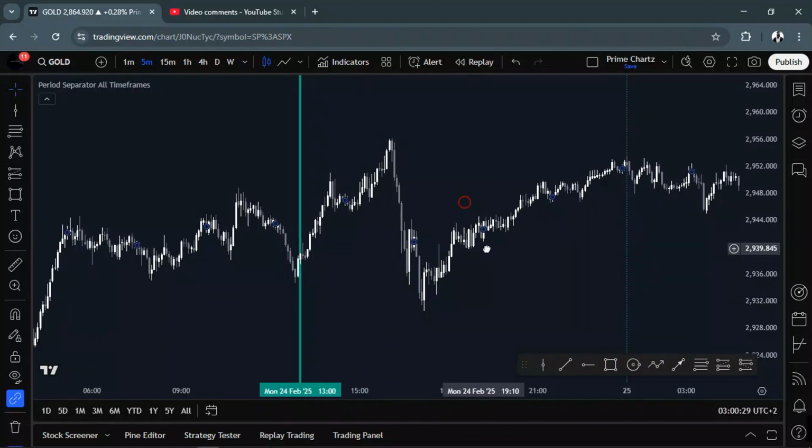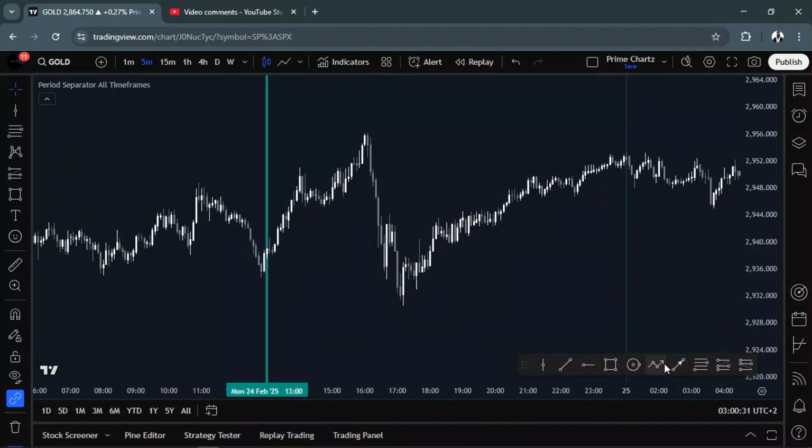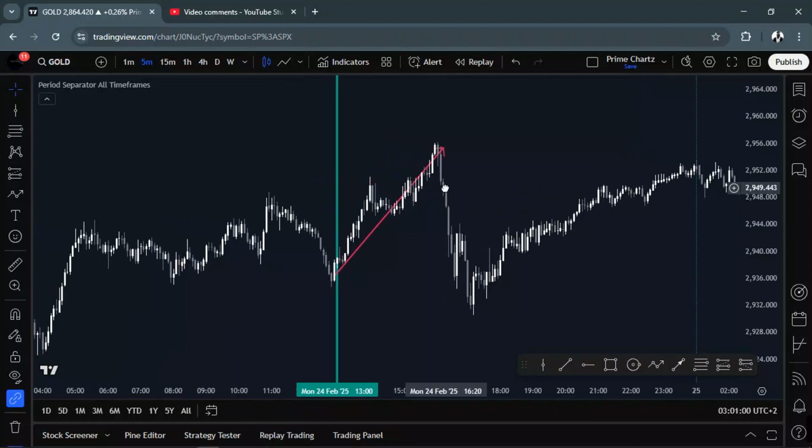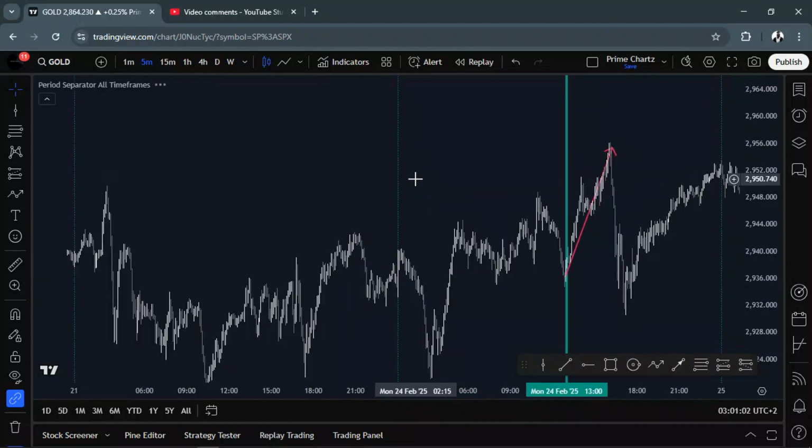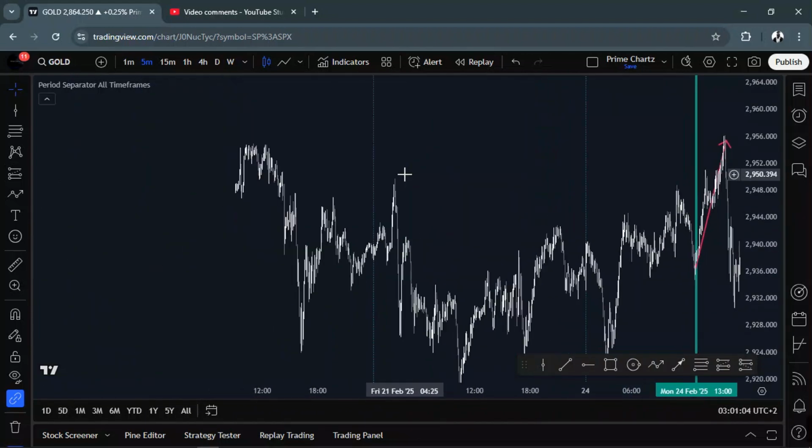Okay? And when we are looking at the chart, we can clearly see from 1 p.m. that price is bullish. So price has been bullish from 1 p.m. and therefore we know that we are going to look for selling opportunities, right? But before we can enter the market, we need to look on the left side.